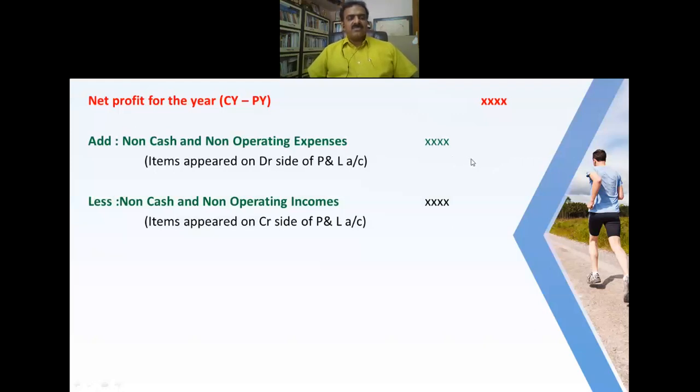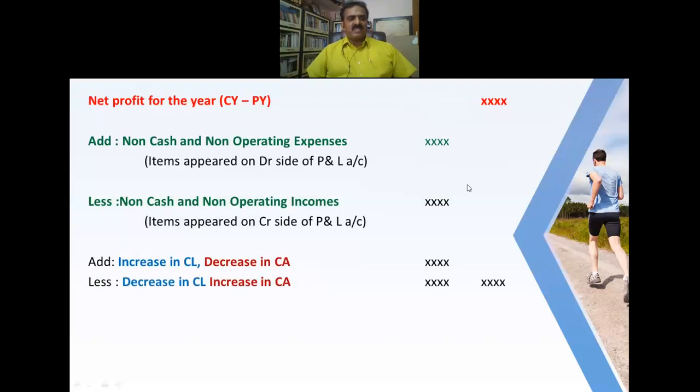The second step is with respect to the working capital, current assets and current liabilities. The rule is that an increase in current liability and a decrease in current asset is to be added, and vice versa is to be deducted.